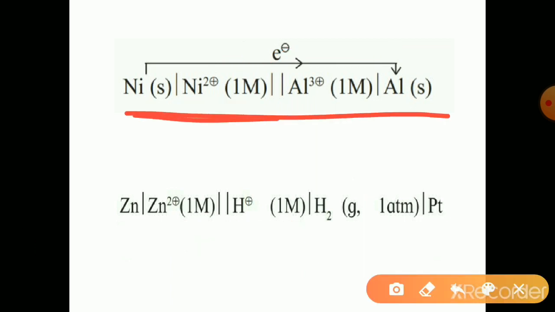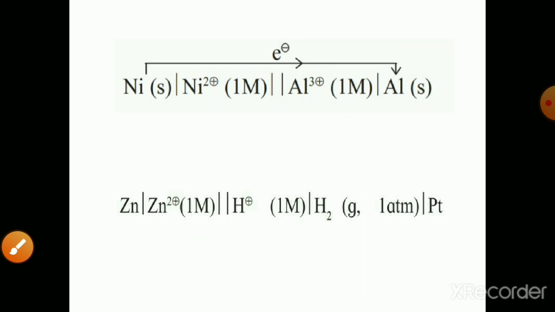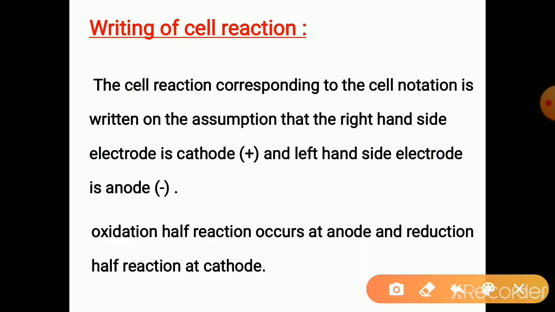So in this way we can represent a cell. How to write a cell reaction? This is also important. From this shorthand representation or from the figure of a cell, we can write the cell reaction.